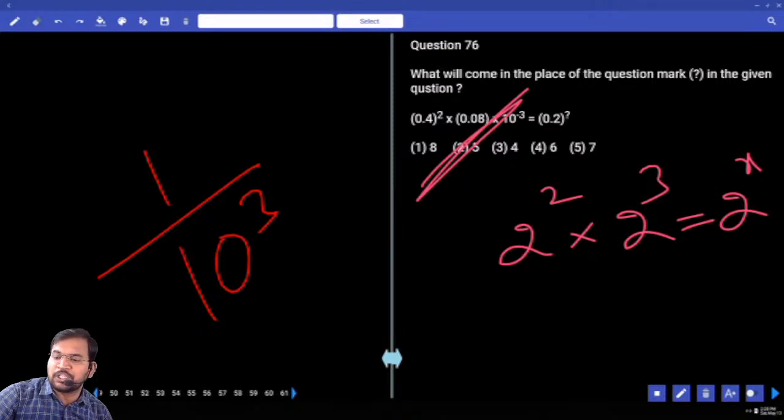Wait. This is 2 to the power of 4, na? 4, na, that is 2 square, na? 4 is 2 square, na? 2 square whole square is nothing but 2 to the power of 4.